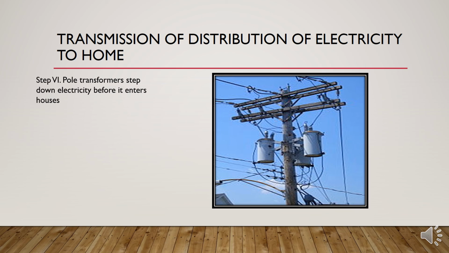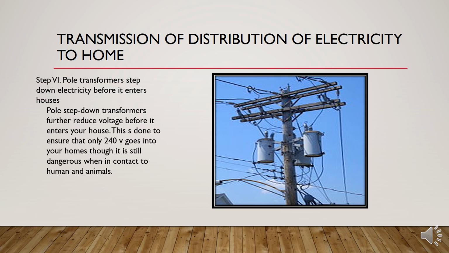For step 6, pole transformers step down electricity before it enters the house. Pole step-down transformers further reduce voltage before it enters your house. This is done to ensure that only 240 volts goes into your homes, though it is still dangerous when in contact with humans and animals.